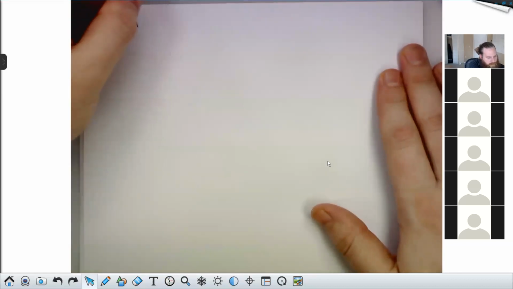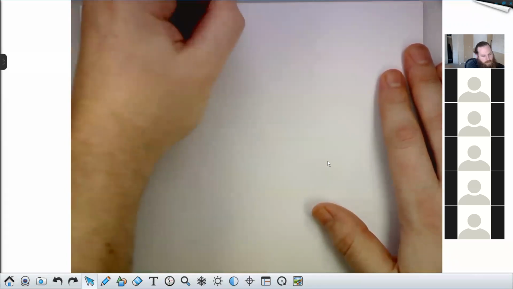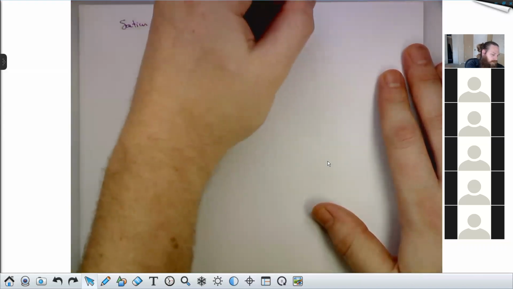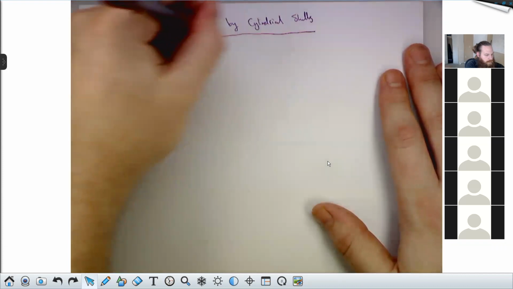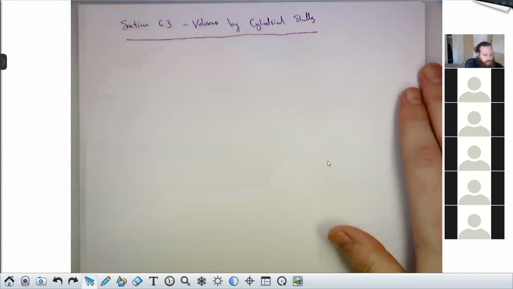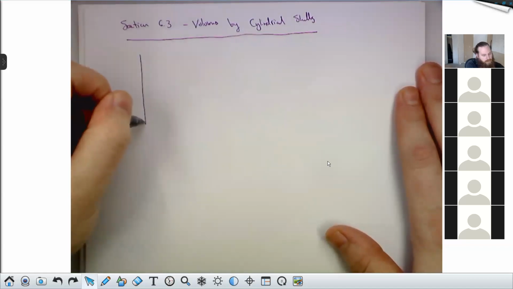We need to begin in section 6.3, volumes by cylindrical shells. The whole game here: instead of drawing your strip perpendicular to the axis of rotation, you draw the strip parallel to the axis of rotation. Pretty much everything else is the same. You're going to end up with different formulas because your little differential solid has a different shape, so a different volume. Your dV formula is different, but this has advantages.